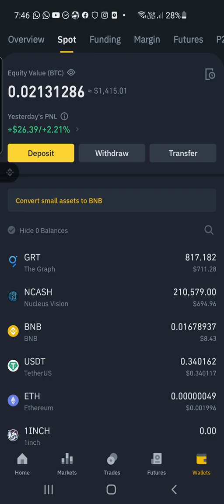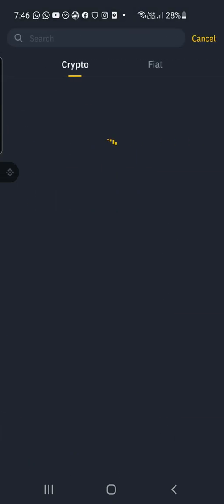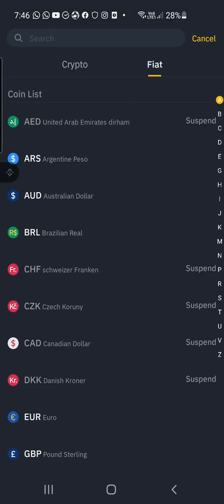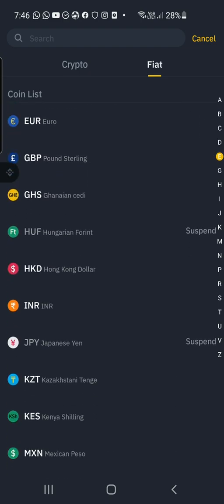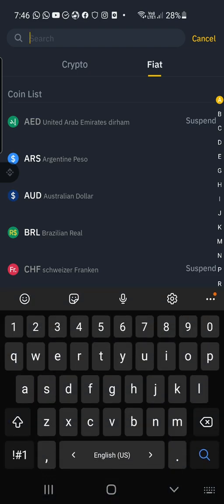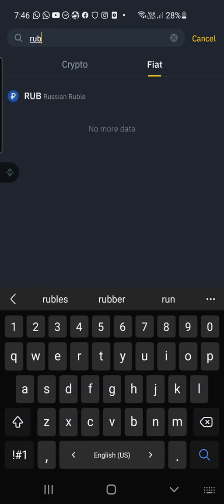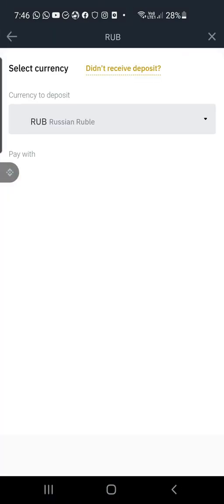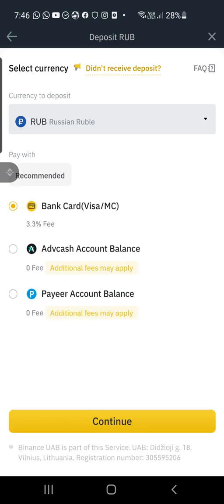You click on the yellow button that says deposit, you go into fiat, and here you find the currency that you are going to deposit. For me, it's the rubles, so I write RUB, just like that. See, currency to deposit is Russian rubles. You select your payment method. For me, it's a bank card.